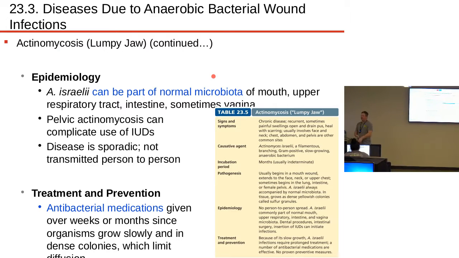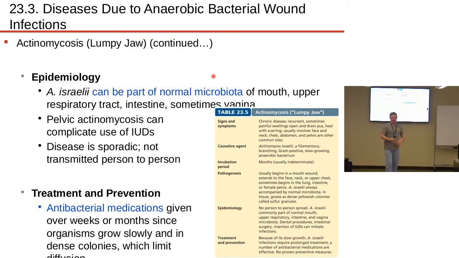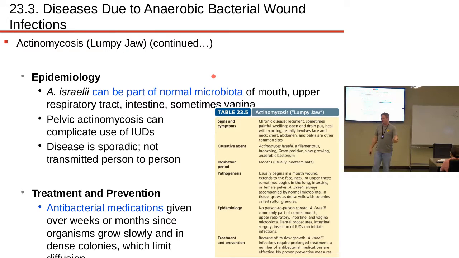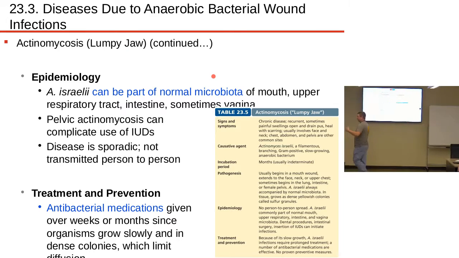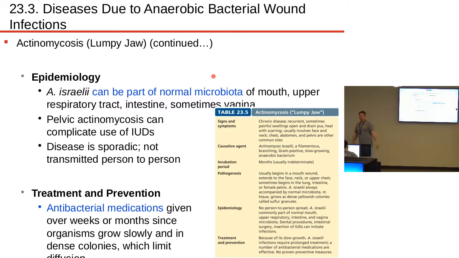Treatment is antibacterial medications over weeks or months, because the organism grows slowly, just like when we talked about tuberculosis, where you have to stay on the medication for a long period of time. The bacteria is slow growing, and therefore any sort of antibiotic that we give that's bacteriostatic or bactericidal still relies on working only when the bacteria is actively replicating. So if it's growing slow, you have to take the medication for long periods of time too.